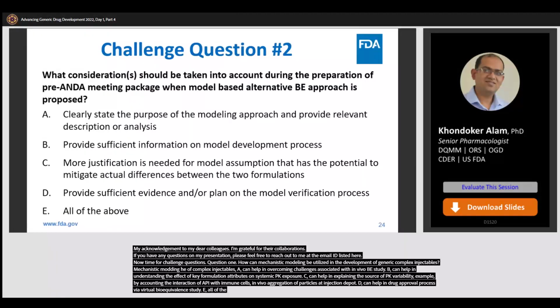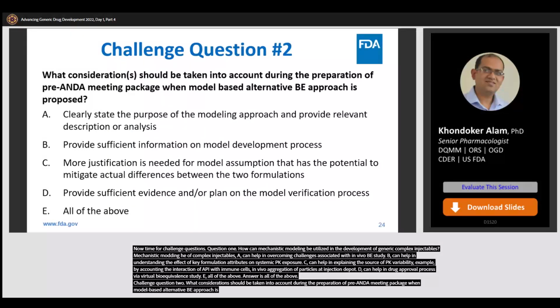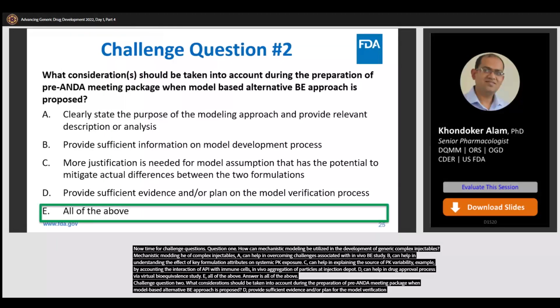Challenge question 2. What considerations should be taken into account during the preparation of a pre-NDA meeting package when a model-based alternative bioequivalence approach is proposed? Options are A. Clearly state the purpose of the modeling approach and provide relevant descriptions and analysis. B. Provide sufficient information on the model development process. C. More justification is needed for model assumptions that have the potential to mitigate actual differences between two formulations. D. Provide sufficient evidence and/or plan for the model verification process. E. All of the above. The answer is E, all of the above.